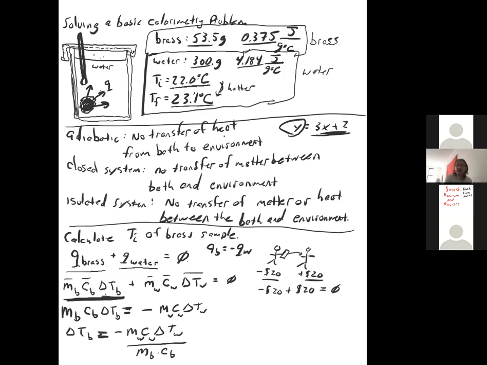So we were almost there. We're not trying to find delta T of the brass. We're trying to find the initial temperature of the brass, but I'll show you how to do that. But this is kind of the first step, which is to figure out what delta T is. Okay, so I'm running out of room here a little bit.